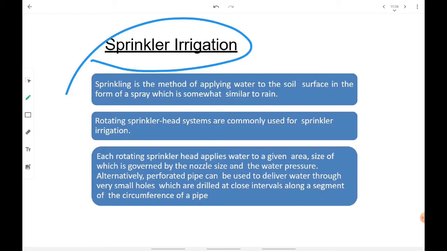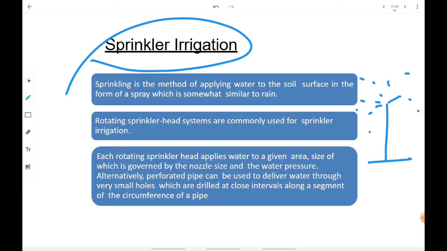For example, this is the sprinkler we are talking about, and it will spray along the area that it is going to cover. Each rotating sprinkler head applies water to a given area, the size of which is governed by the nozzle size and the water pressure. The more the water pressure, the more the throw of the sprinkler.